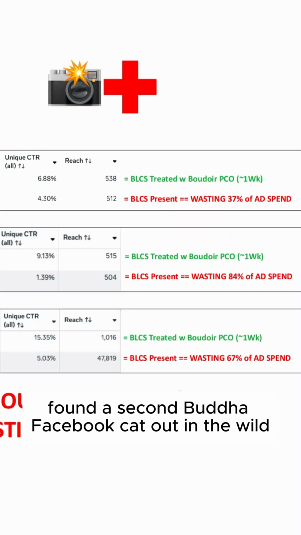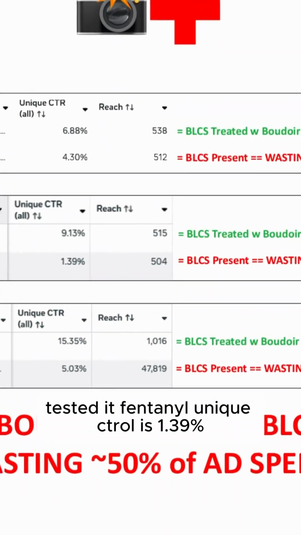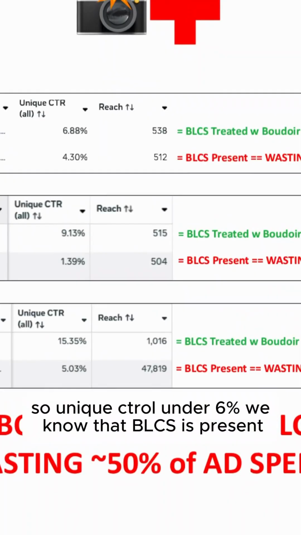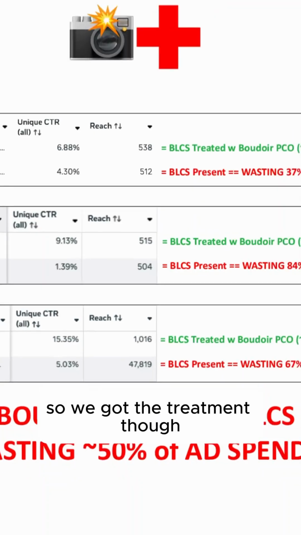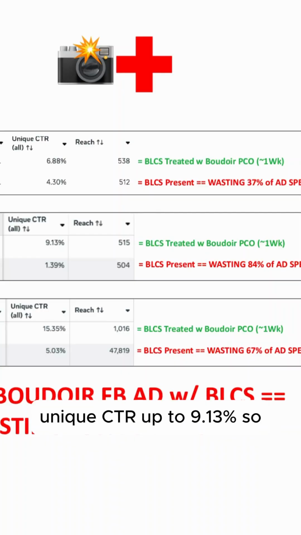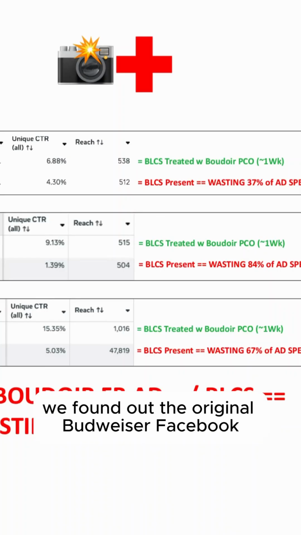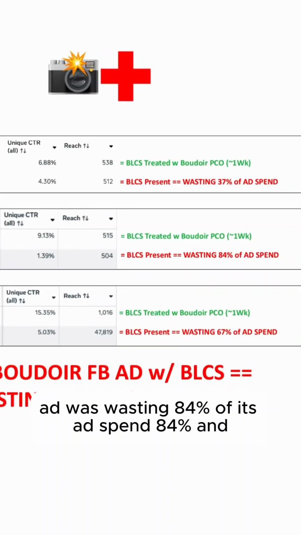Second part of my residency, I found a second Boudoir Facebook ad out in the wild, brought it to the hospital, tested it, and found its unique CTR is 1.39%. So unique CTR under 6%, we know that BLCS is present, Boudoir low click syndrome. But we've got the treatment though. Boudoir Pico takes about a week. And we got the unique CTR up to 9.13%. So we found out the original Boudoir Facebook ad was wasting 84% of its ad spend. 84%.